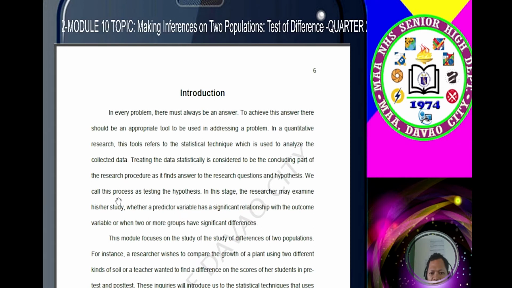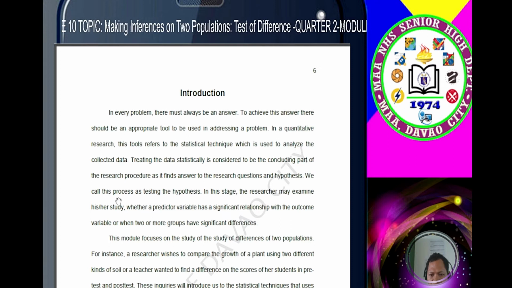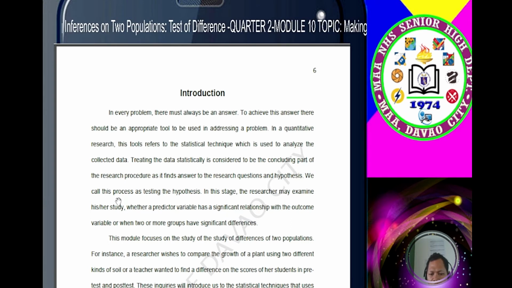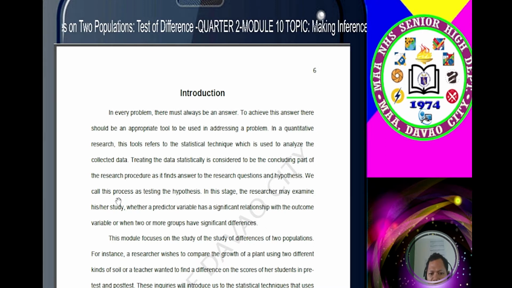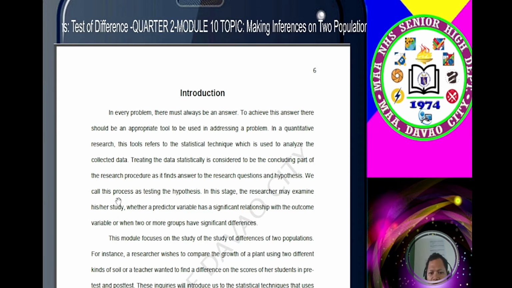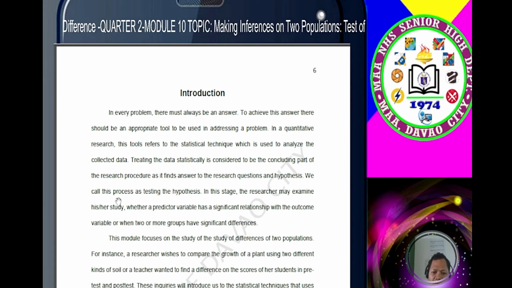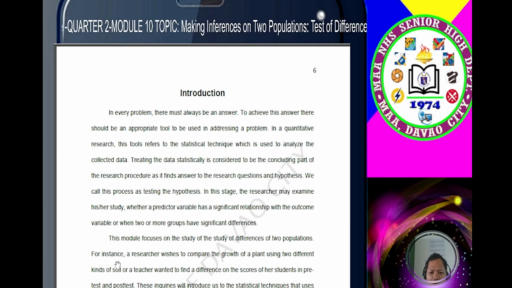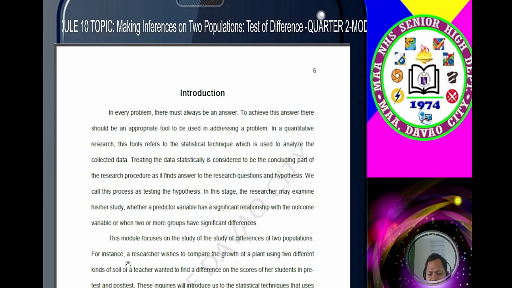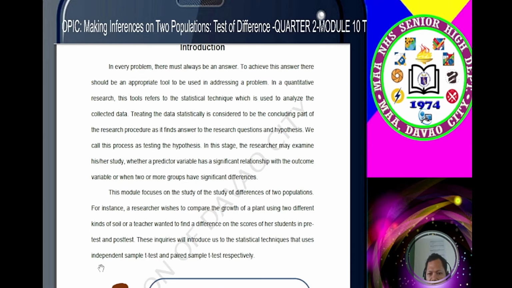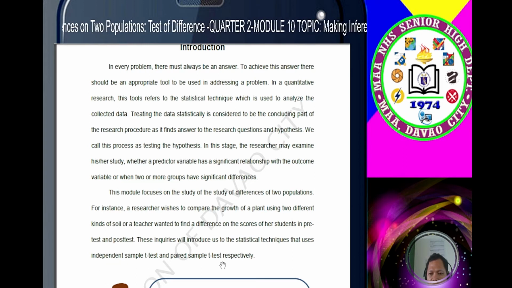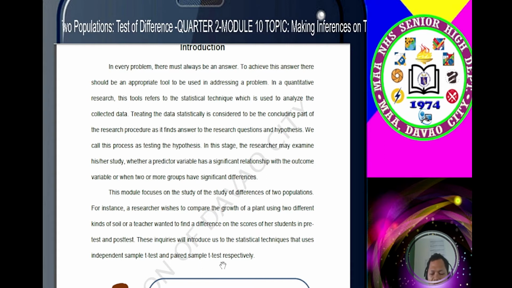This module focuses on the study of the differences of two populations. For instance, a researcher wishes to compare the growth of a plant using two different kinds of soil, or a teacher wants to find the difference in the scores of her students in the pre-test and post-test. These inquiries will introduce us to statistical techniques that use the independent sample t-test and the paired sample t-test. We will use these types of t-test in our research.